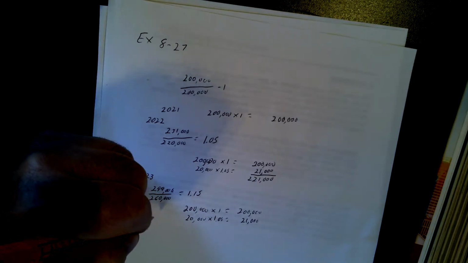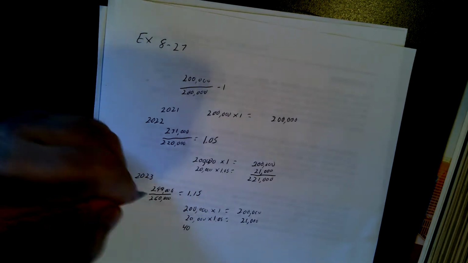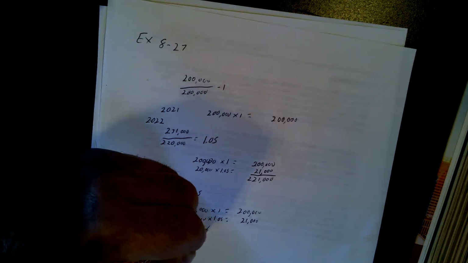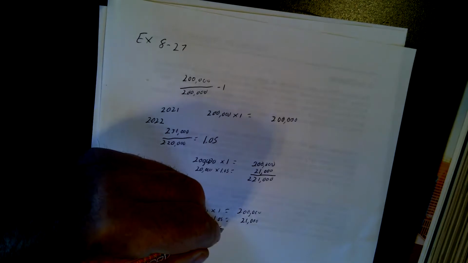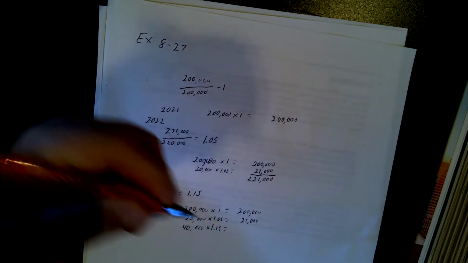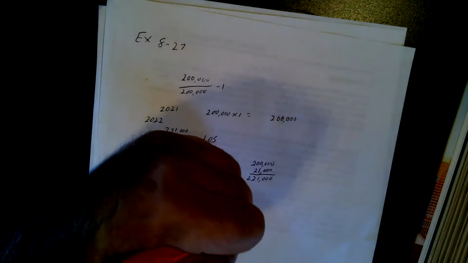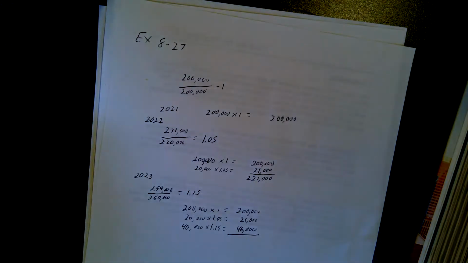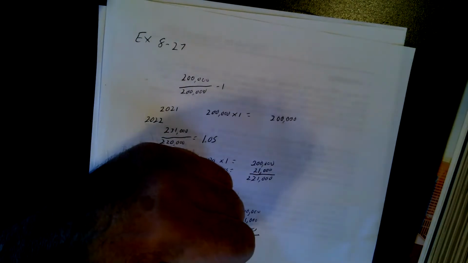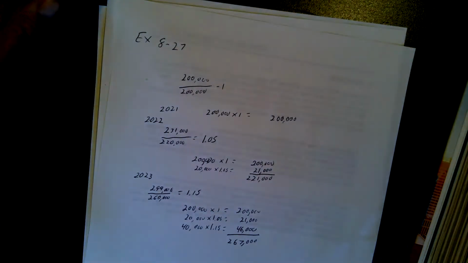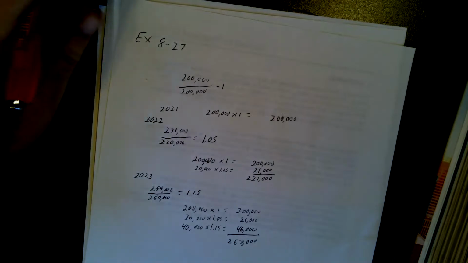Then we get to the last one, which is the 40,000, the 260 minus the 220, times our new index, 1.15. And that equals 46,000. We add that together, and we should get 267,000. That's our 2023.